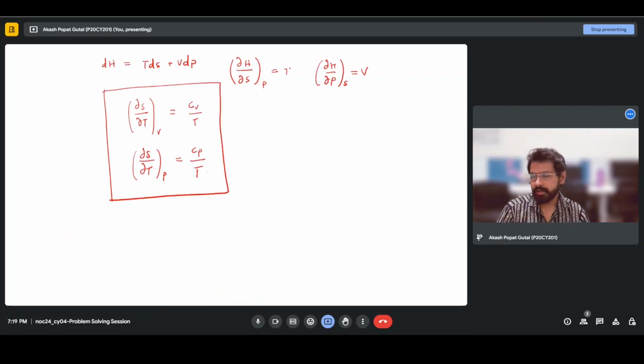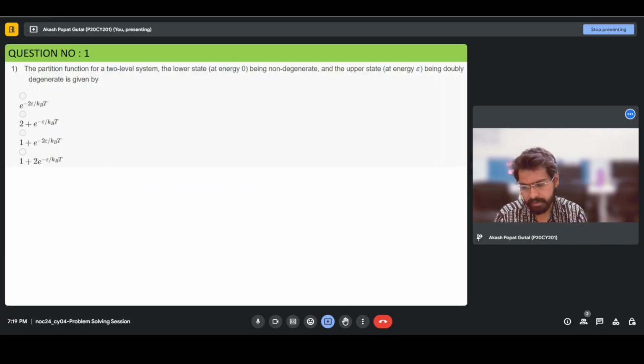So these are some revision of the formulas that are needed to solve problems. So we will move towards the questions part. Here is question number one. The partition function for a two-level system, the lower state at energy zero being non-degenerate and the upper state at energy epsilon being doubly degenerate, is given by.